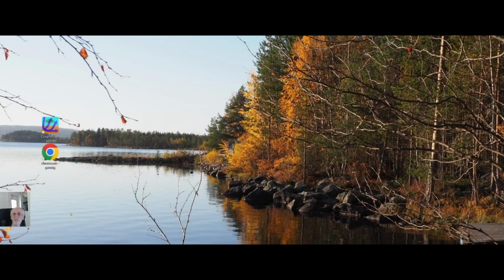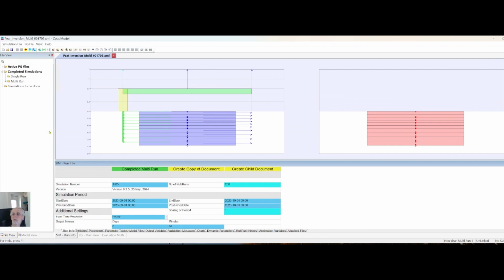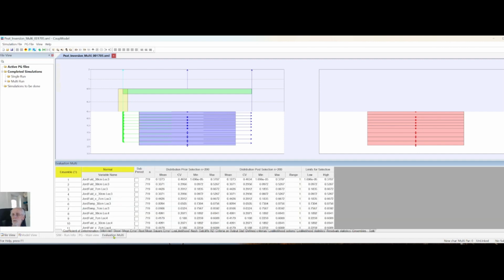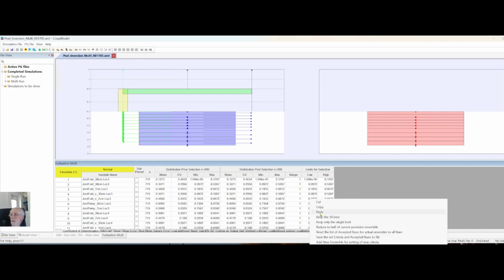Okay, we should first just now start the model, and we will then return to our peat inversion multi. That was our multi-run that was completed using 200 runs, and we're covering the same period as before, and we got sometimes reasonably good results, but not always. What I would like to do now is to examine the problems that we had with this run.